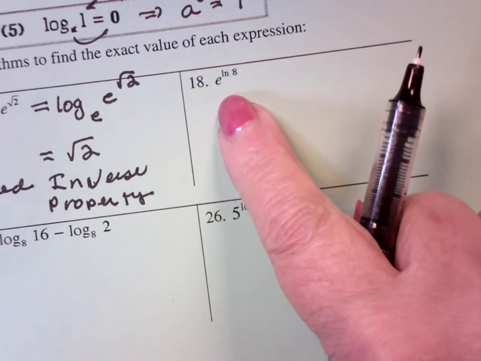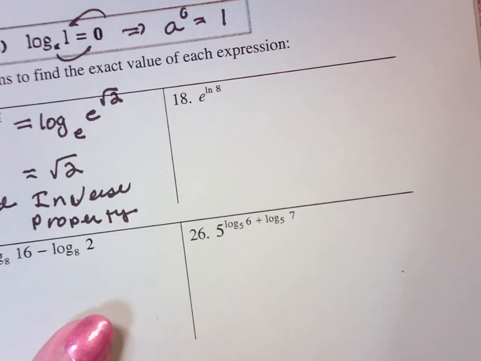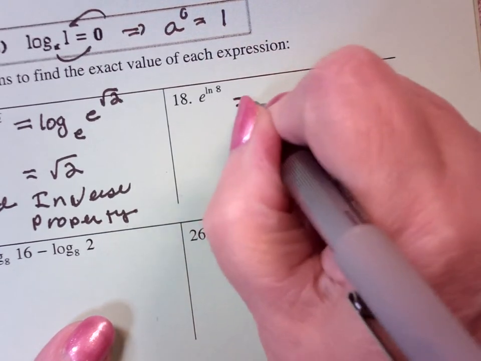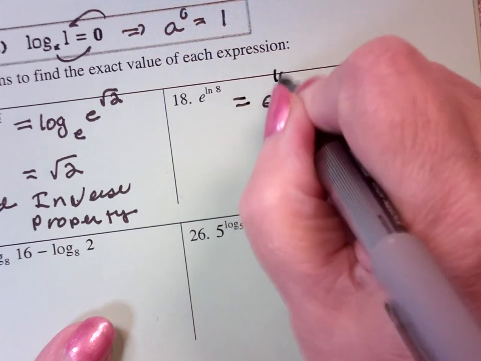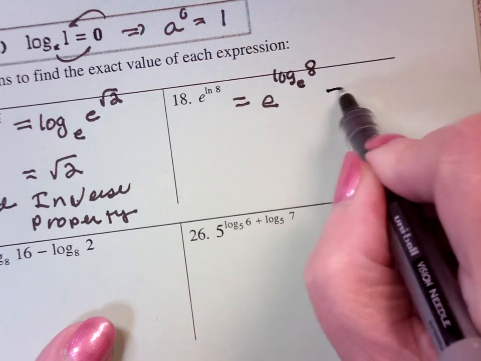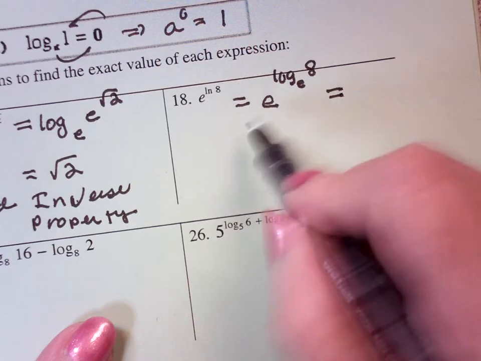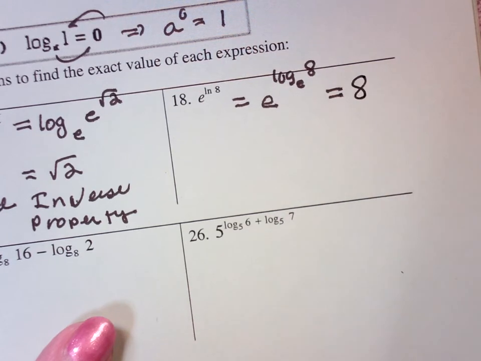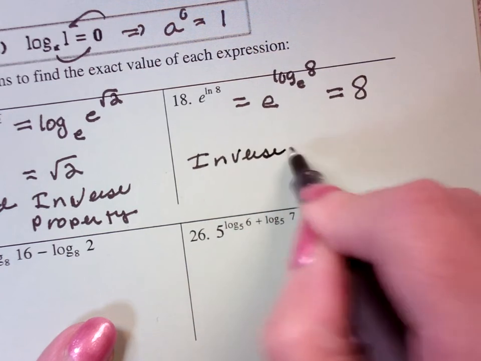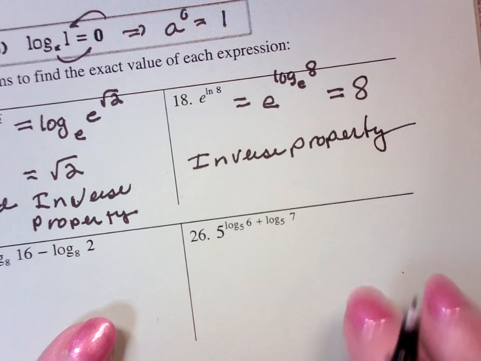Now here I don't have a choice. This is the inverse property. It's one of those times you don't have a choice. It's ugly. So this would be e, natural log, as log base e of 8. Using the inverse property, base e and log base e cancel each other out, and we're left with just 8. And again, this is the inverse property. Sometimes you don't have a choice.